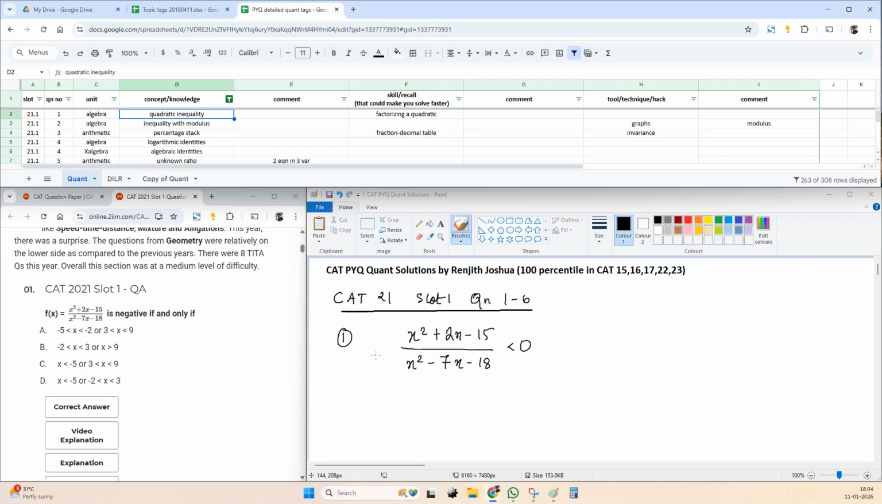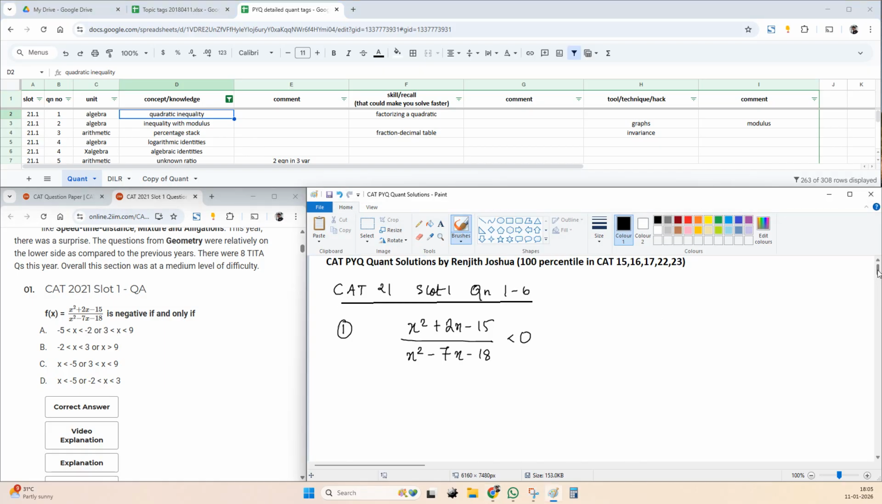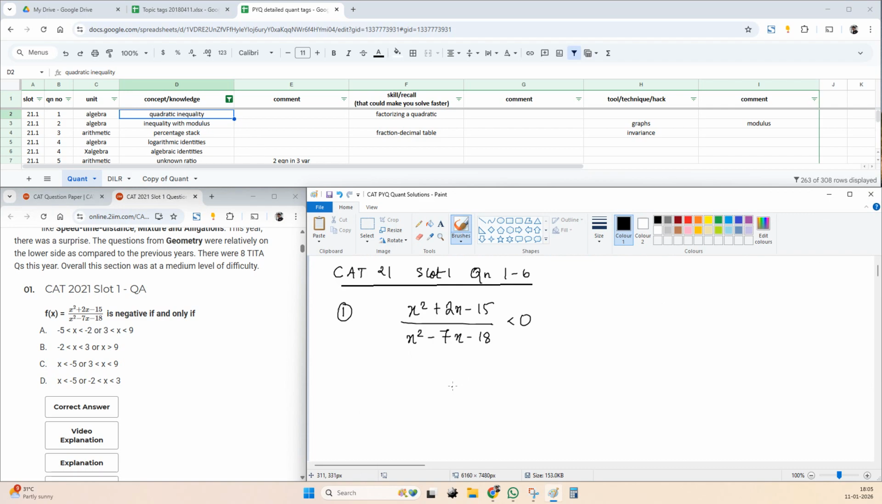So the concept is quadratic inequality, but I want you to understand that let's do this with the most optimizations. What an expert solver will do when they get this, if they've really mastered the concept of the applications and they've done the practice, they're going to say that the numerator is basically (x plus 5) into (x minus 3). They're not going to need much time to do that. And the denominator is actually (x minus 9) into (x plus 2), and you'll directly put it here, (x plus 5)(x minus 3) by (x minus 9)(x plus 2) less than 0.